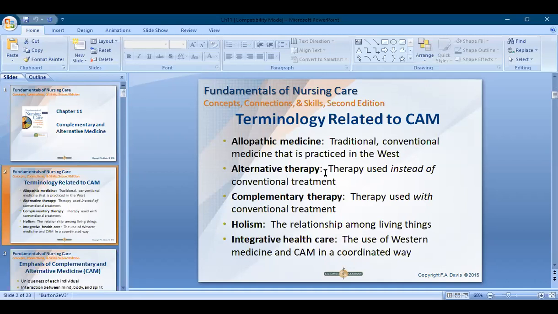And alternative therapy means therapy used instead of conventional therapy. Imagine a patient has lower abdominal pain, but you do not have any antispasmodic like Buscopan or No-Spa. When you do not have anything, what do we do? Sometimes we put some hot water in a bottle and place it on the lower abdomen. So that is heat therapy, right? This is the alternative way.